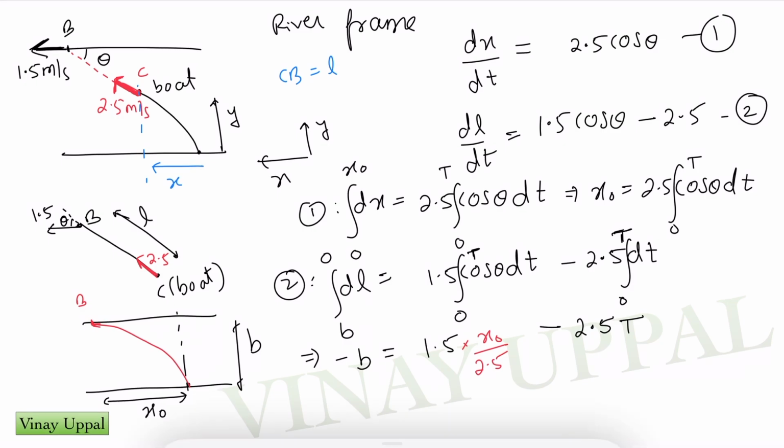So x naught is not only the displacement x component of the boat, but is also the displacement of point B in time t. And point B is moving with a constant velocity of 1.5. So can I simply write x naught as 1.5 times t? All we have to do is substitute x naught here and then solve for the time t. So let me just do that on the next page.